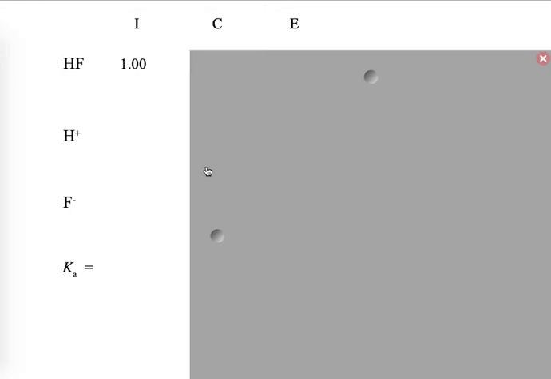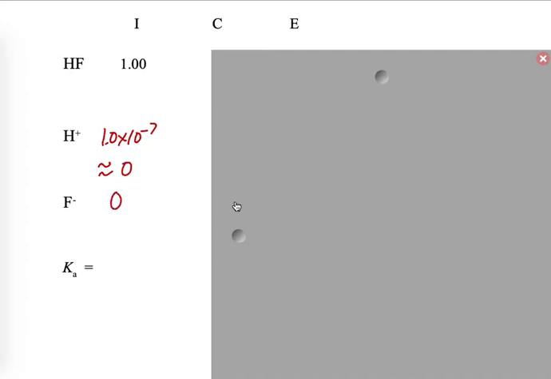My initial concentration of hydrofluoric acid is 1.00 molar. Now, you may think the initial concentration of hydrogen ion prior to ionization is 0, but it's not. Remember, you've got 1.0 times 10 to the negative 7th moles per liter from the background ionization of water. But that's almost always going to be so small as to be negligible, so we'll say it's approximately equal to 0. The fluoride concentration is 0.